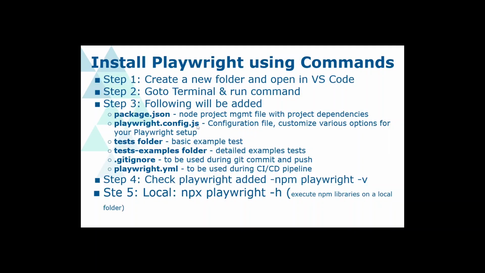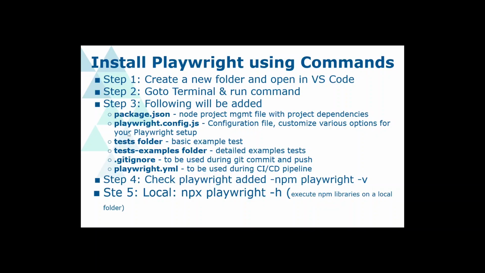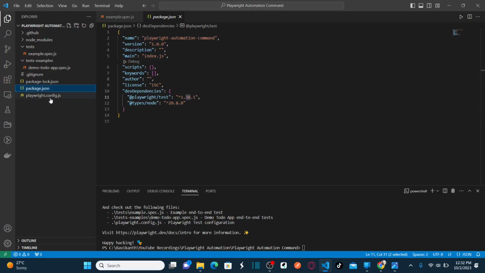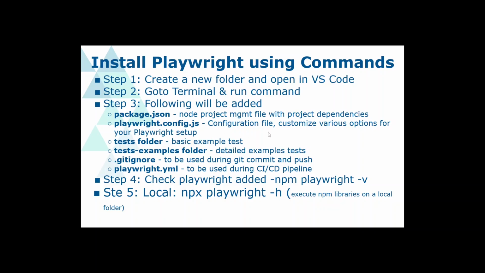And now that means here in this file you will be managing all the project dependencies. The next one is playwright.config.js. Here you will be setting up all your project setups. Basically, it's a configuration file to customize various options for your Playwright setup.